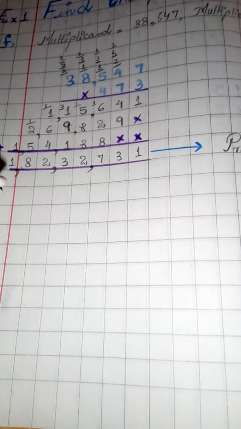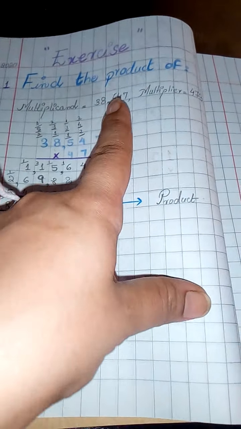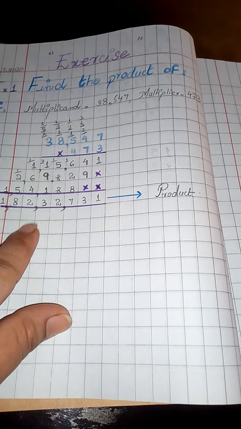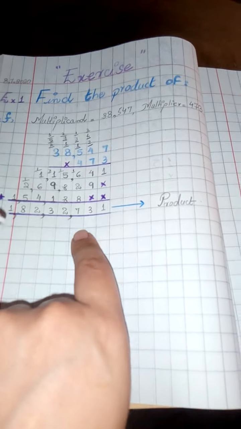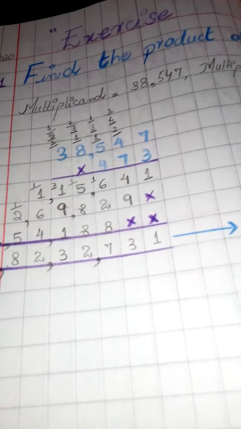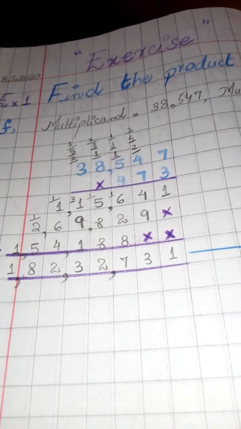In the last, when you are done with your multiplication, you have to mention this is your product, as I have done it over here, because your main question was to find out the product. So after multiplication you have to mention that this is your product. Okay, now move towards question number 2. I hope you have understood how you have to attempt this question.